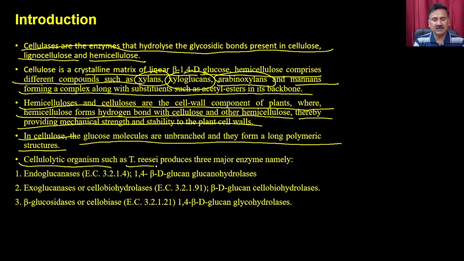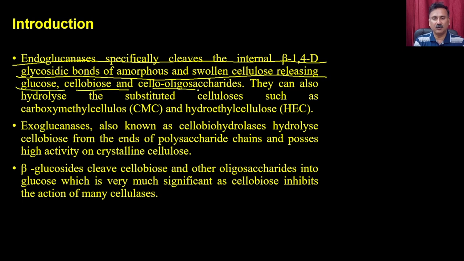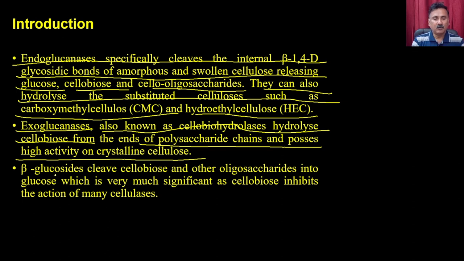Cellulolytic organisms such as Trichoderma produce three major enzymes, namely endoglucanases, exoglucanases, and beta-glucosidases or cellobiases. Endoglucanases specifically cleave the internal beta-1,4-D glycosidic bonds of amorphous and swollen cellulose, releasing glucose, cellobiose, and cellooligosaccharides. They can also hydrolyze substituted celluloses such as carboxymethyl cellulose and hydroxyethyl cellulose. Exoglucanases, also known as cellobiohydrolases, release cellobiose from the ends of the polysaccharide chain and possess high activity on crystalline cellulose. Beta-glucosidases cleave cellobiose and other oligosaccharides into glucose, which is significant because cellobiose inhibits the action of many cellulases.